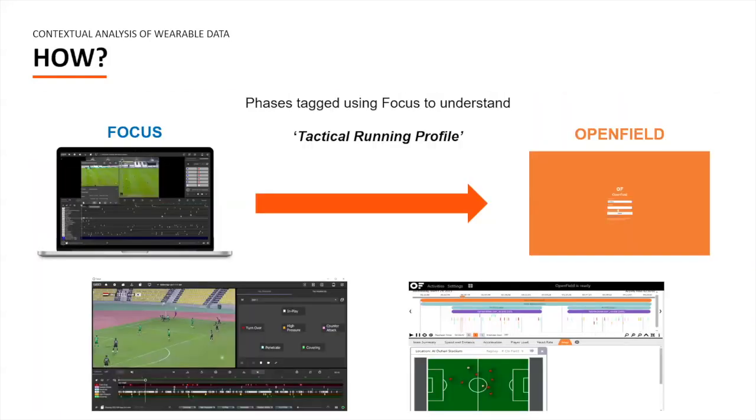Okay, let's move on to the next method of wearable integration. In this method, we did tactical phases tagging in Focus and brought this into open field to identify how much volume and intensity were in each tactical phase, or how much distance or high-speed running distance they covered in each tactical phase.